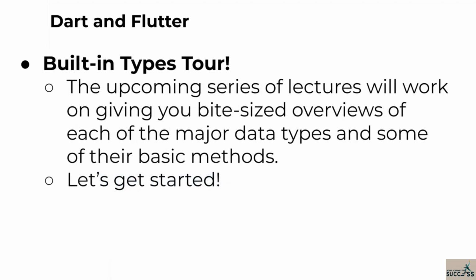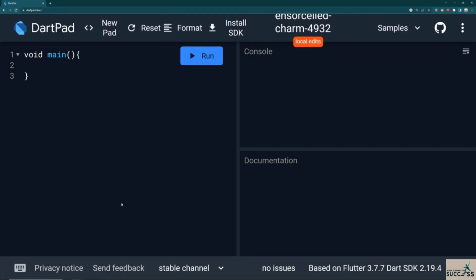So the upcoming series of lectures will work on giving you bite-sized overviews of each of the major data types and some of their basic methods. What I quickly want to show you is the way we access that documentation for attributes and methods within Dartpad, and then we'll start our tour. So here I am in Dartpad. I just want to quickly show you the two screenshots that we were talking about earlier. Let's create a variable.